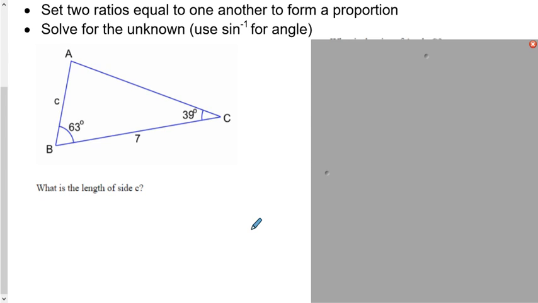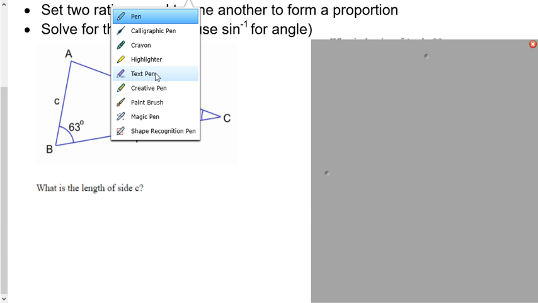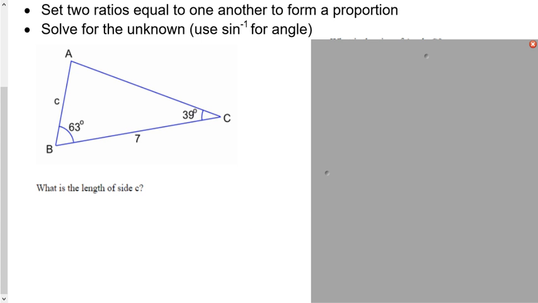Okay, let's look at our first one here. We're trying to find the length of side C. So let's use our highlighter here to try and find some things. First, we want to find a known side angle pair, where we know an angle and we know the side that's opposite and across from it. It looks like we don't have a known side angle pair, right? Because I know this angle, but I don't know this side right here. I know this side right here, but I don't know this angle right here. So we don't have a side angle pair.